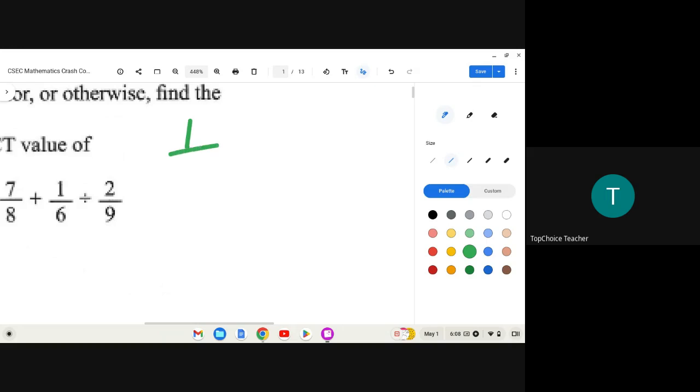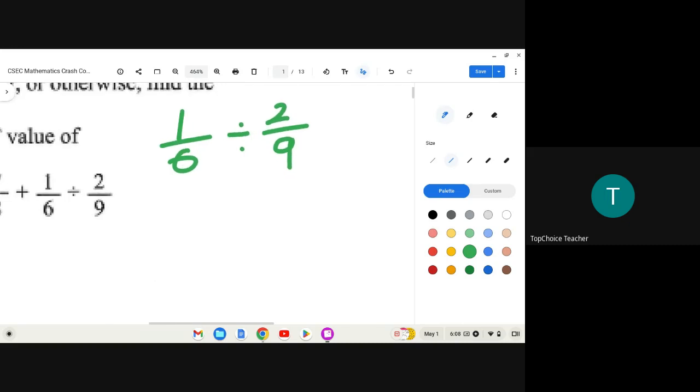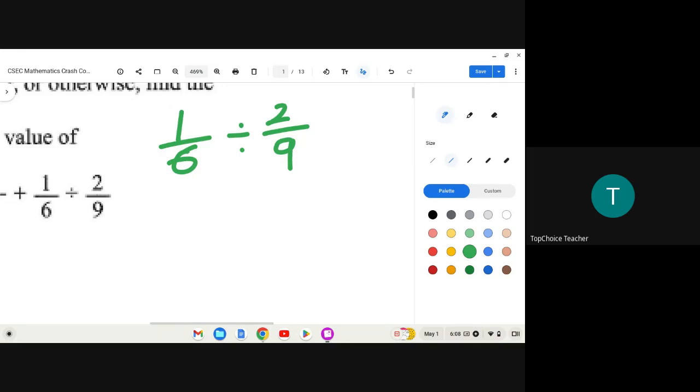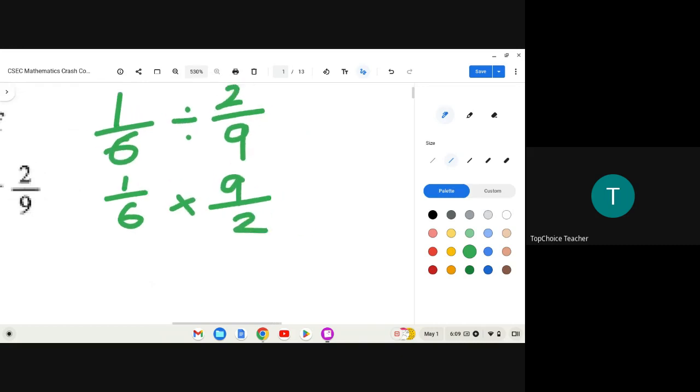We have 1/6 divided by 2/9. So how do we go about doing this division? What do we do? Well, for the interest of time, and because it's such a lot of questions, what we would do here is just take the 1/6. And what do we do to the 2/9? Anyone knows? You flip it. Flip it. Very good. Do the reciprocal. So it will be 9/2. So what is 1/6 times 9/2?